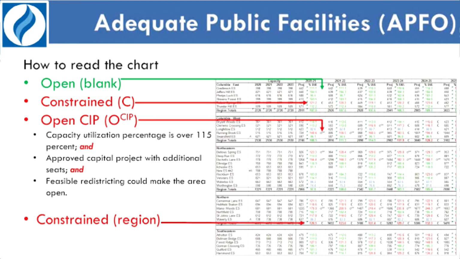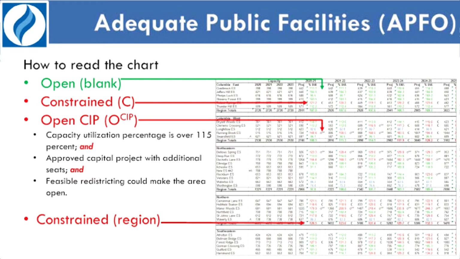There we go. So how to read the chart? The green numbers are open schools. Those are schools that fall under the 115% capacity utilization. The constrained is the red, and they're marked with a C. So that means that school area, if it's elementary or middle school, is constrained. That means if I am a developer and I go forward with the development, I will not pass that test.